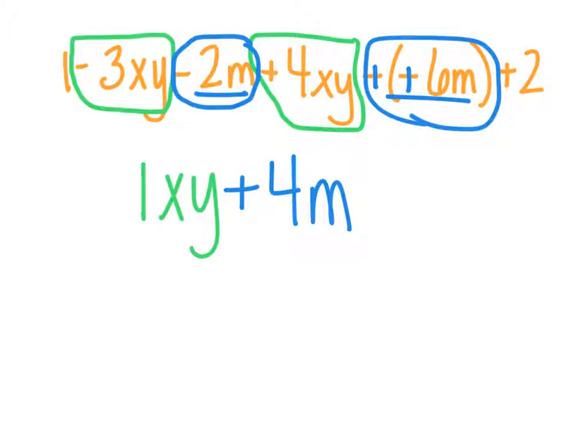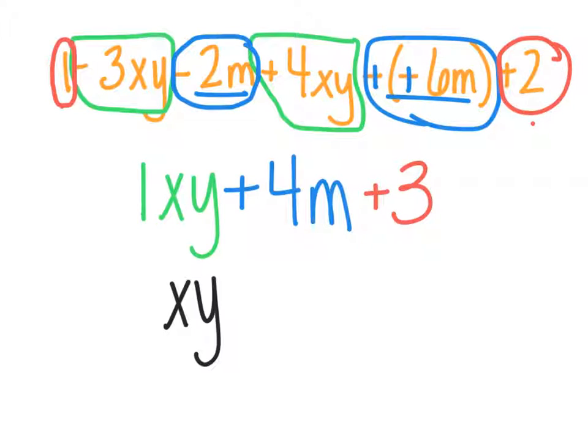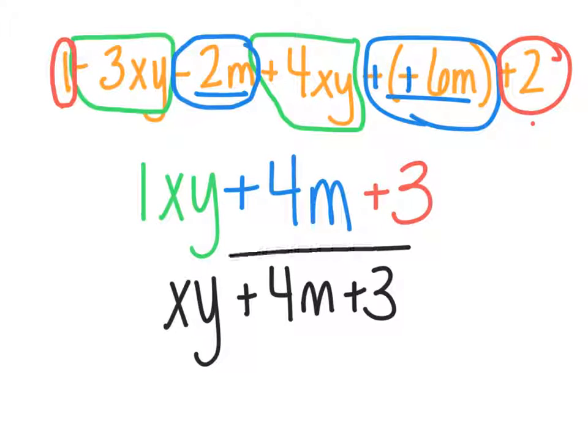And then finally, I've got some constants here. Don't forget, way over here, this guy's almost got overlooked. I've got a 1 and a positive 2. Well, 1 plus 2 is 3. Again, it's positive, so I just do plus 3. Okay, now again, I don't have to write the 1 in front of my xy, so when I go to write my final simplified expression, I'll just put xy plus 4m plus 3.